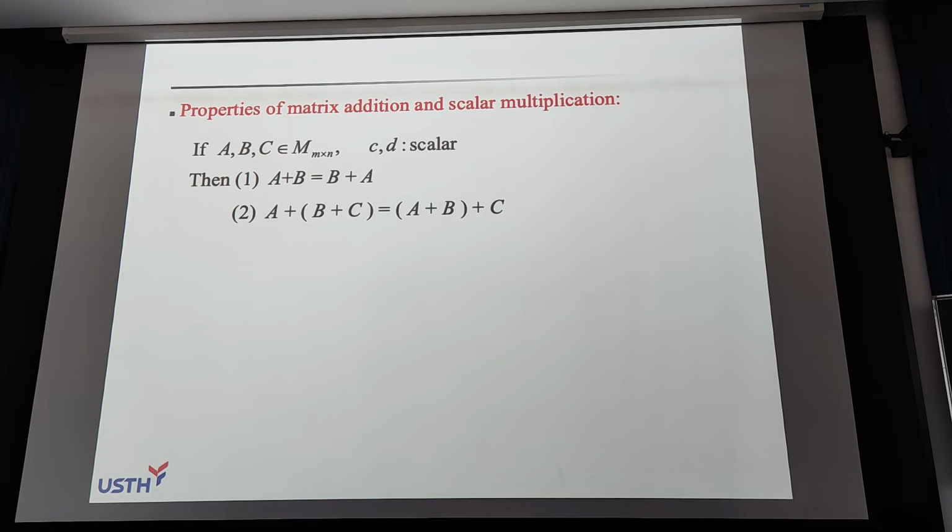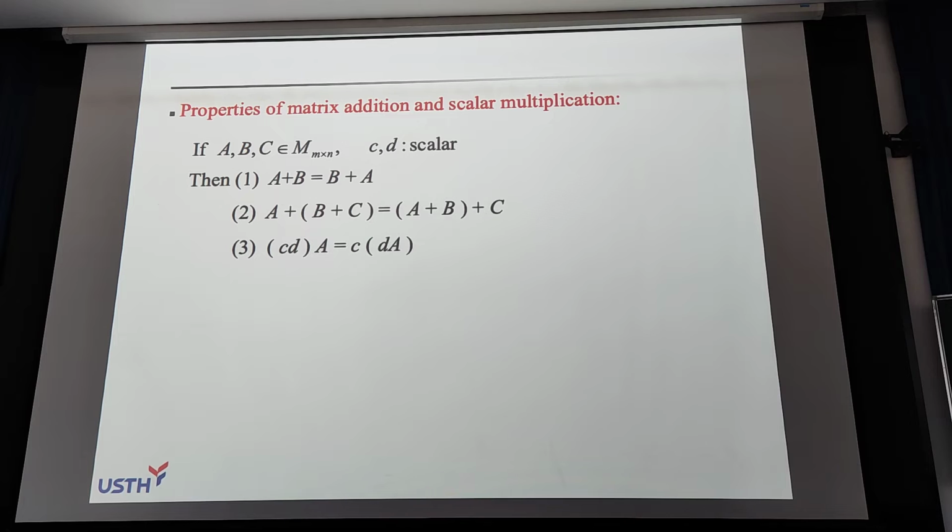A plus, if you first add B and C and then add to A, that equals first you add A to B and then you add that to C. Obviously, in that case, A, B and C must be of the same size, otherwise you cannot add them together.